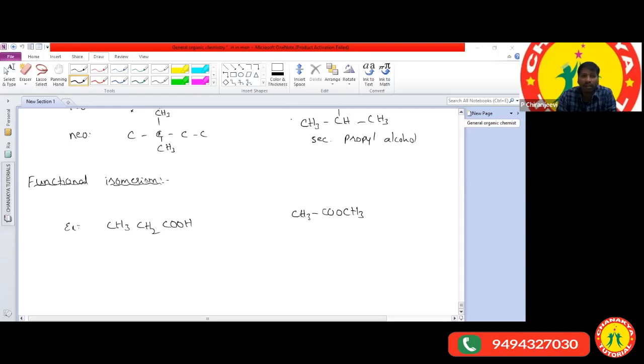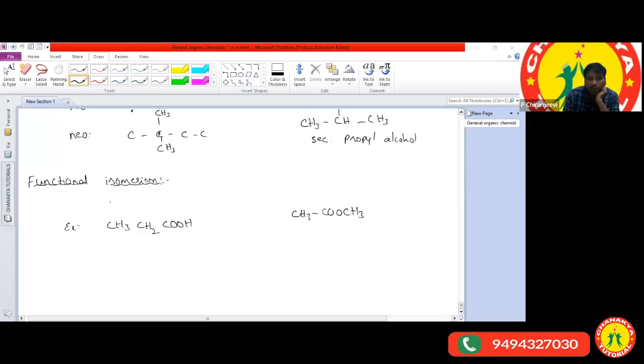So what is meant by functional isomerism? Compounds having the same molecular formula but differing in their functional group are called functional isomers. Here I already gave one example. What was the example? Carboxylic acids are converted into esters.